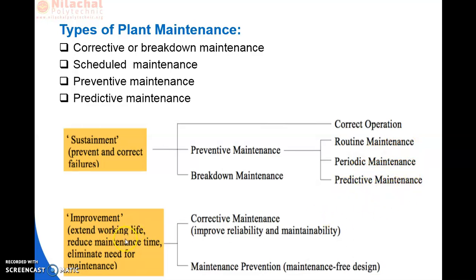Likewise, the other category is improvement, which means we can increase the working life, reduce the maintenance time, and also eliminate the need for maintenance. How can it be established? It can be established by using methods such as corrective maintenance, that is, improving reliability and maintainability. Another is maintenance prevention, that is, maintenance-free design.